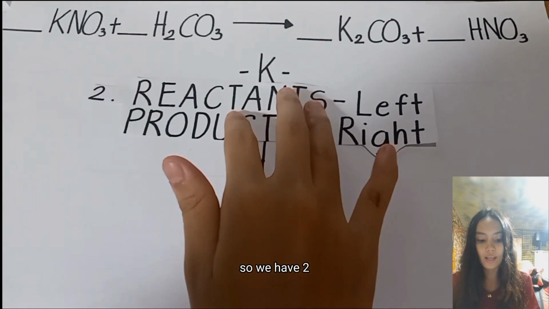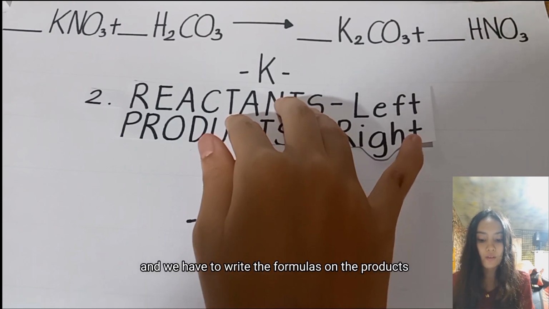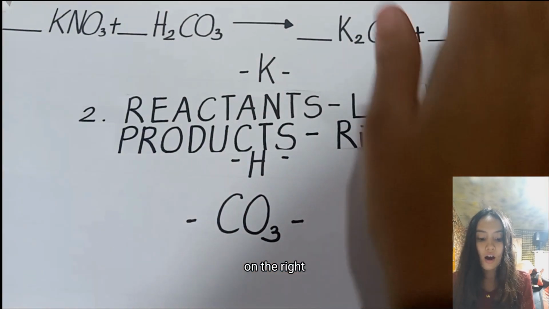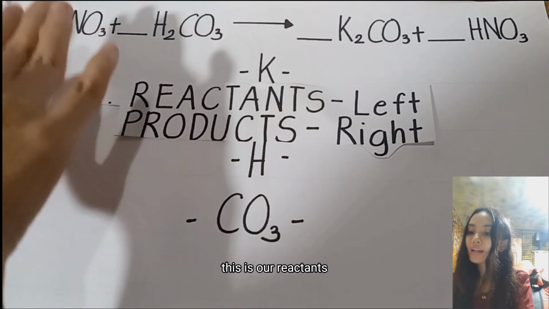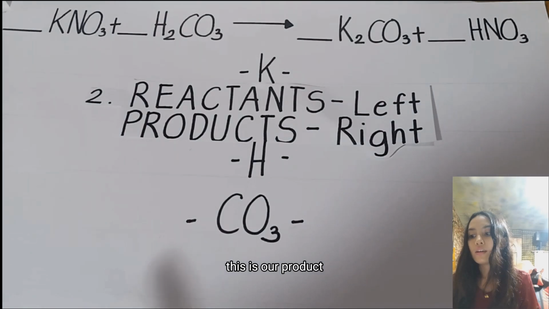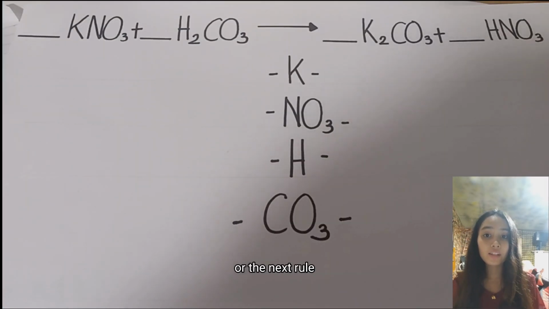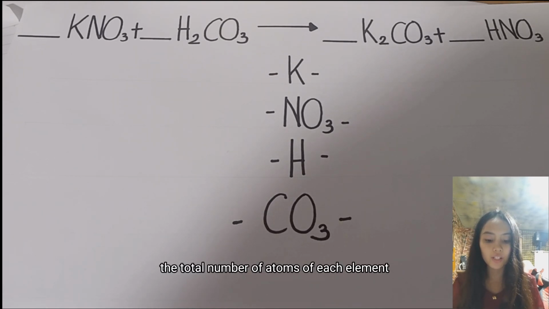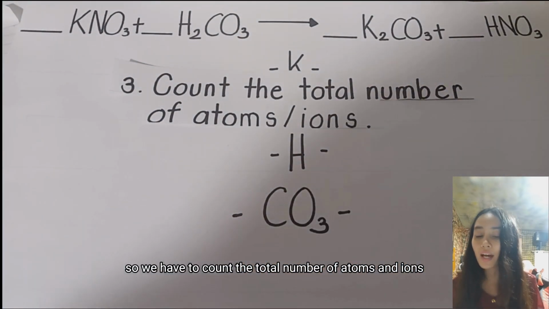Again, we have to write the formulas of the reactants on the left of the reaction, and we have to write the formulas of the products on the right. So again, this is our reactant, this is our product, the left and the right. The next rule says that we have to count the total number of atoms of each element in the reactants and the total number of atoms or ions of each element in the products. So we have to count the total number of atoms and ions.